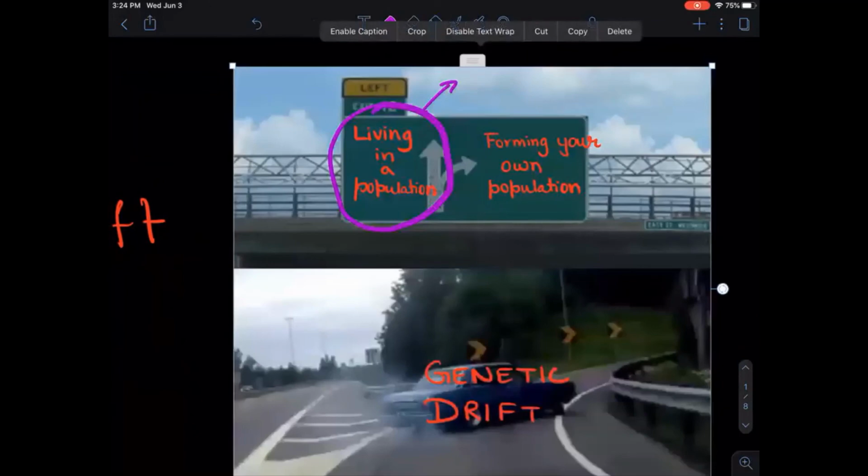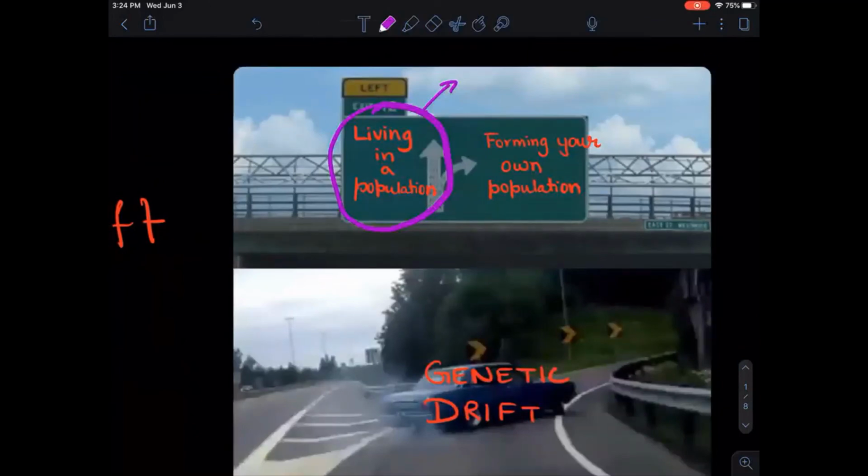However, in genetic drift, oops, I guess I messed up, gene flow. And in genetic drift, the population drifts towards forming its own population.